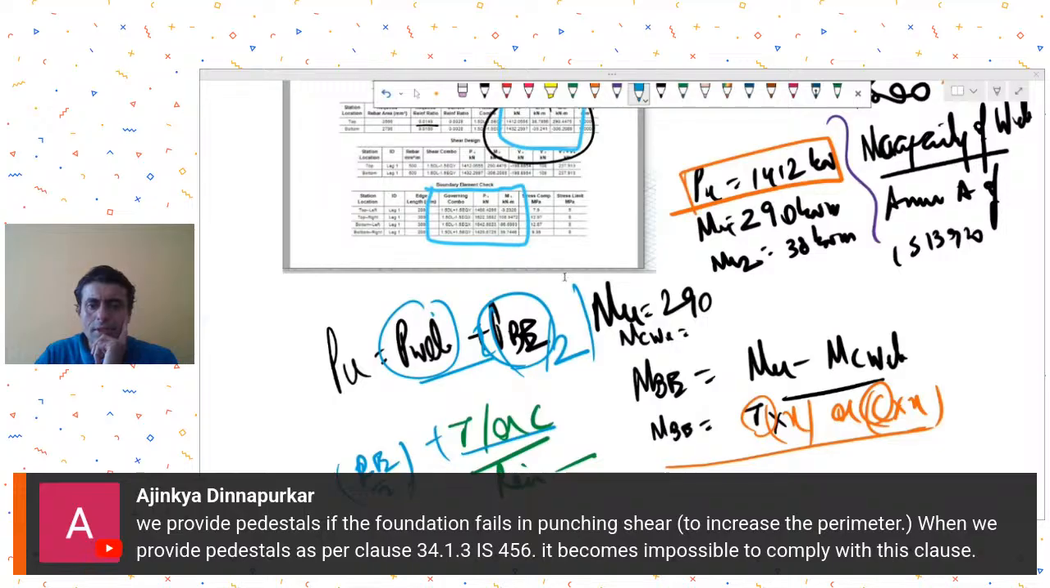34. If someone has a screenshot, just share it with me. Oh, this is that clause 34.1. No, this is not 34.1.3.